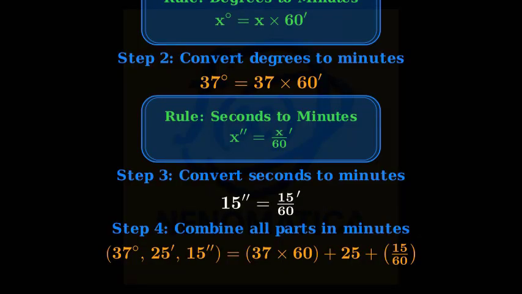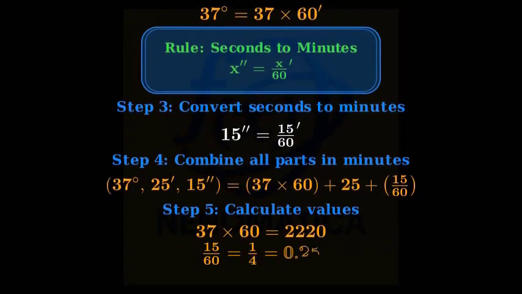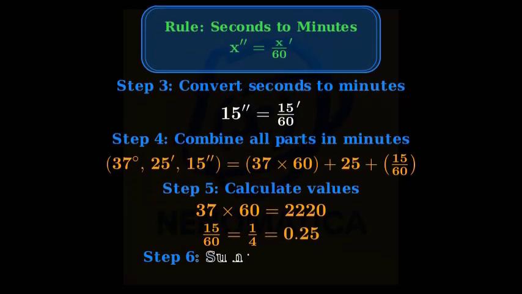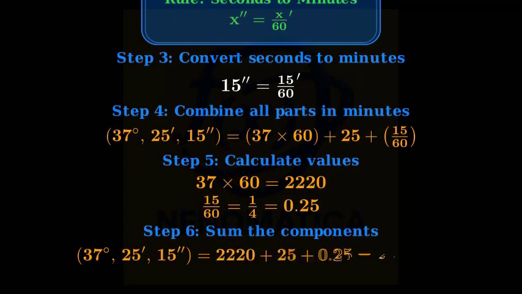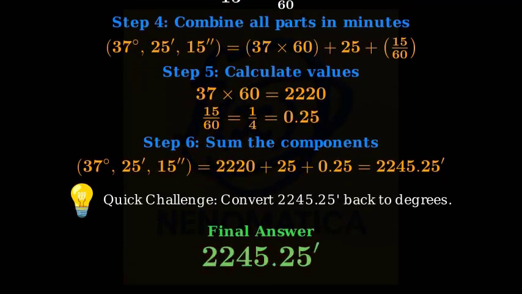Step 5. Compute the product and the fraction. 37 times 60 equals 2,220. 15 over 60 equals 1/4 or 0.25. Step 6. Add them together. 2,220 plus 25 plus 0.25 equals 2,245.25 minutes. Quick challenge. How would you convert this result back to degrees and minutes? Hint, divide by 60. Final answer. The angle written entirely in minutes is 2,245.25 minutes. Great job, following the exact algorithm.